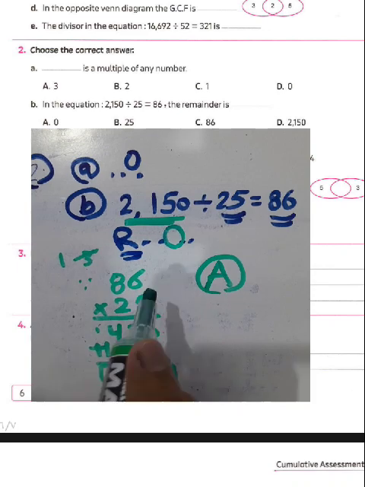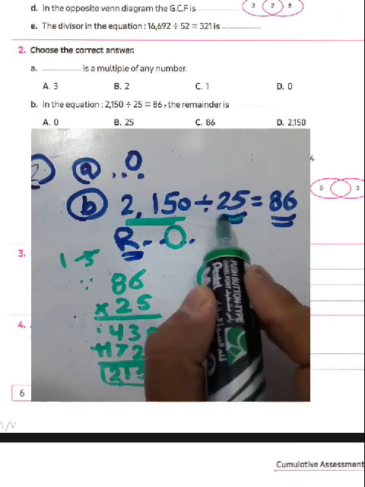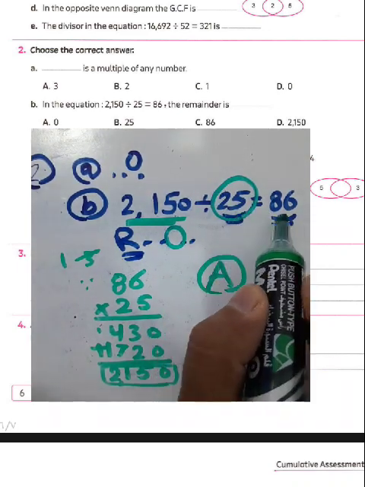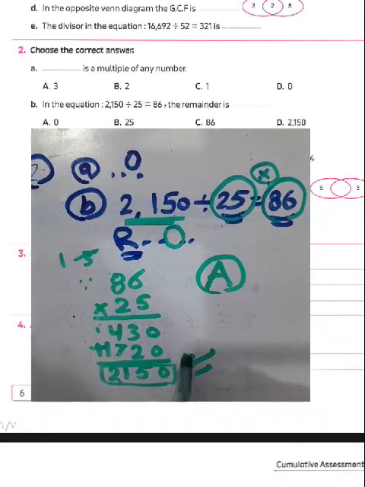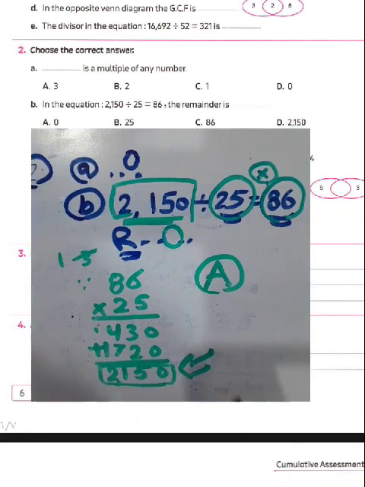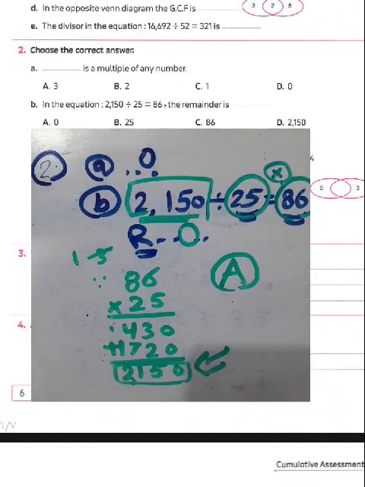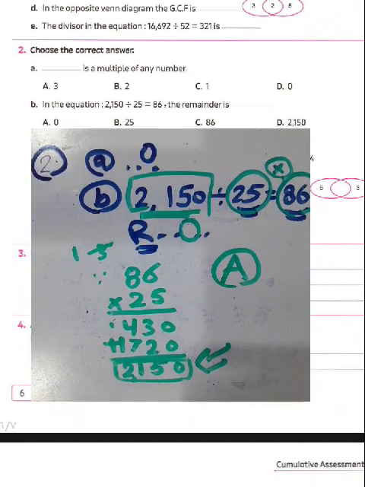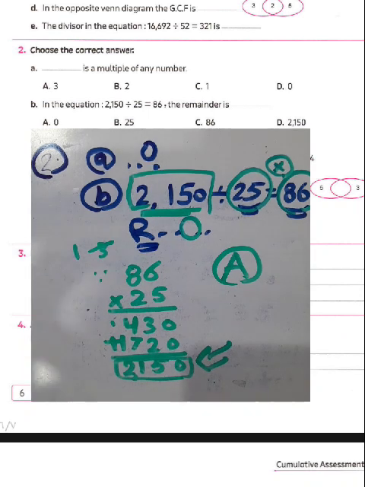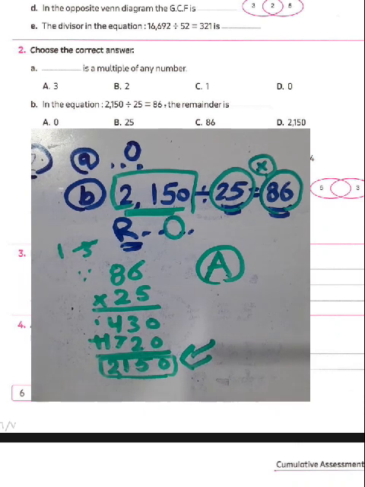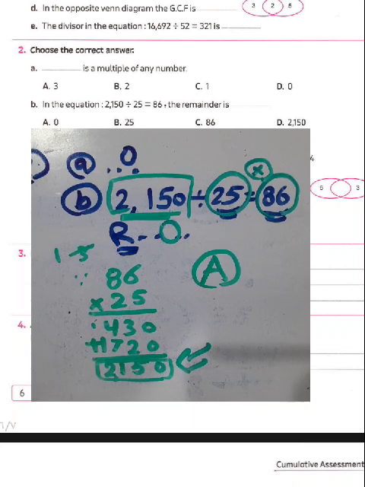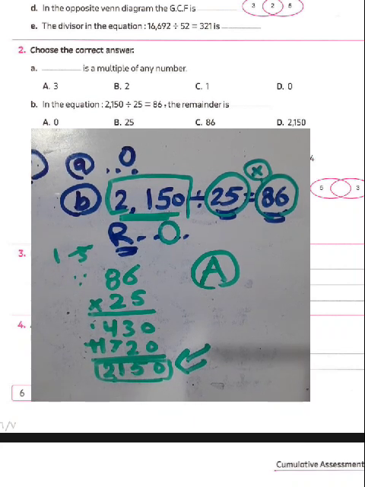Again, to find the remainder, you multiply 25 and 86, and the result is subtracted from the dividend. The difference between the two numbers will be 0. Understood? About letter B, the remainder, you must choose letter A. Understood?